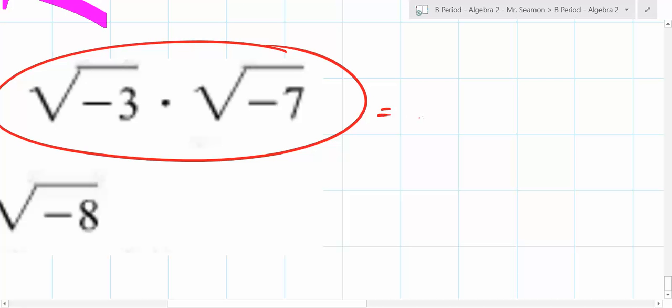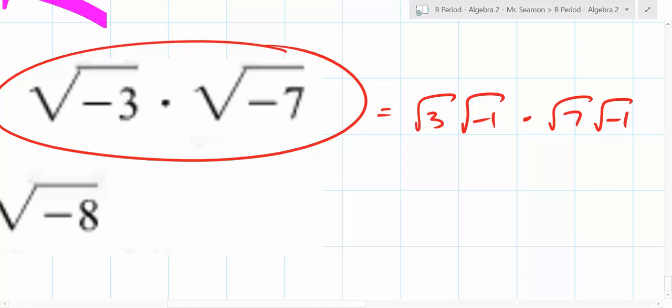We know that the square root of negative 3 is the square root of 3 times the square root of negative 1. By definition. We know that the square root of negative 7 is the square root of 7 times the square root of negative 1. Is the square root of negative 3 times the square root of negative 7 the square root of 21? No, it's not. Just be very careful. What is the square root of negative 1? What did we say that is? That is i. What is this? i.